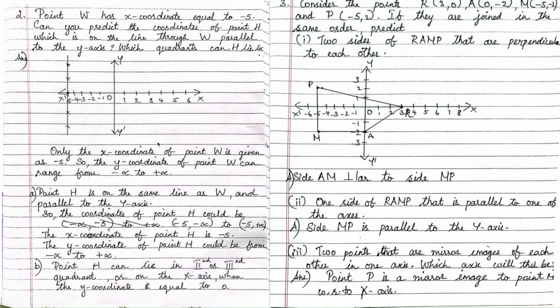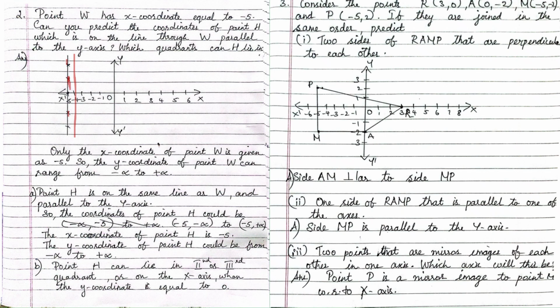They have mentioned two points. One is point W, for which the x coordinate alone is given. The y coordinate is not mentioned. So the y coordinate can have values from minus infinity to plus infinity for point W. Now we have one more point, which is the point H. The point H can lie anywhere on this line. This line is nothing but the line which contains the point W and is parallel to the y-axis. So the point H lies on this particular line.